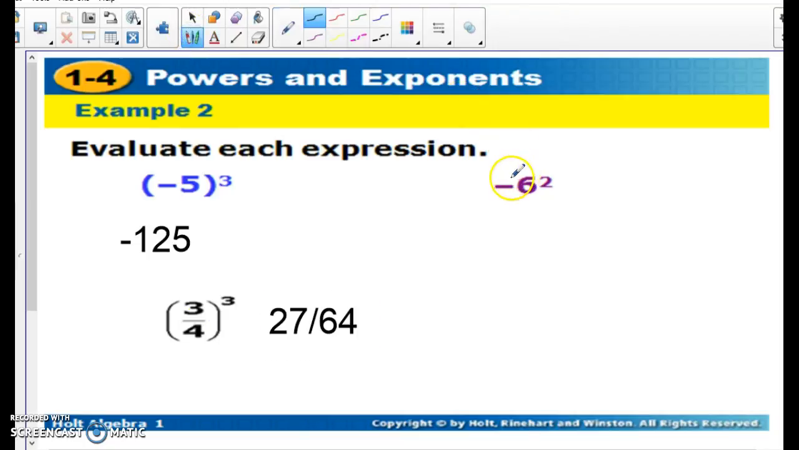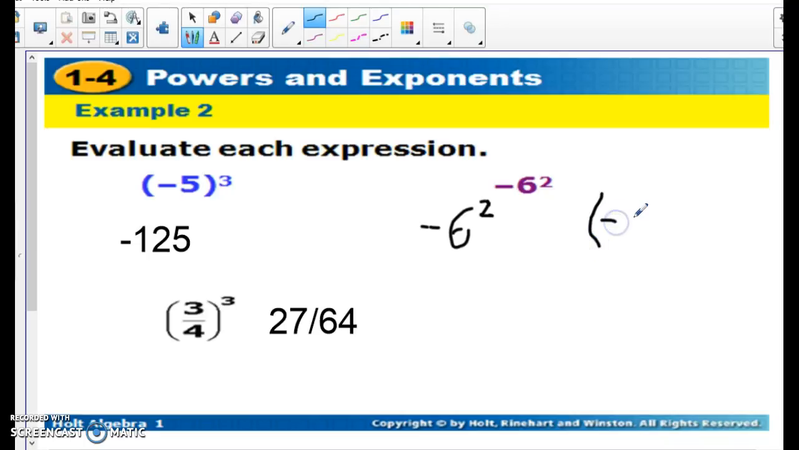Alright, with this -6 squared. Okay, there's going to be a difference in our answer depending on where that negative sign is in front of it. There's a difference between this problem you see in purple, and if you see something like with that -5.